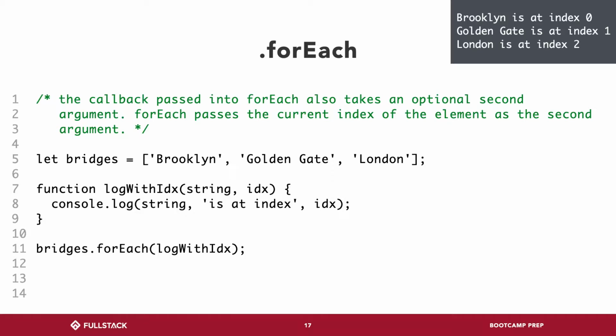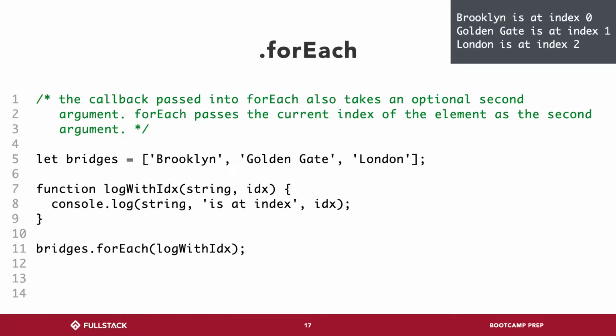So it takes a string and a number, and it console logs whatever that string is at index, whatever that number is. This is a simple function, right? Takes in a string and a number and console logs a sentence, basically, with them together. So now you have bridges, and you just do .forEach and invoke it. But the thing you pass in there is logWithIndex. So you get Brooklyn is at index 0, Golden Gate is at index 1, London is at index 2.